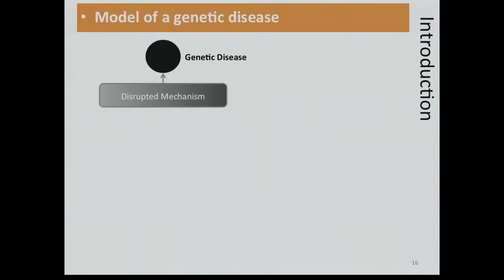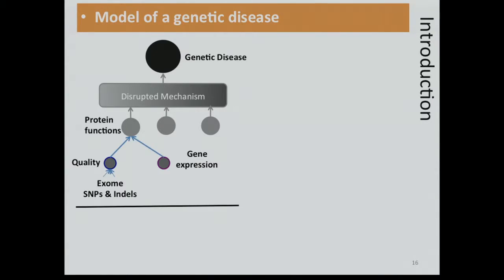So the way we started thinking about the disease, discovering a more global disease mechanism, is we said, okay, we have, say, a heritable disease. And what happens with a heritable disease? Multiple protein functions are disrupted. How can they be disrupted? Well, they can be disrupted either by the quality, so the coding of the protein, or what it looks like, or by the level of gene expression.